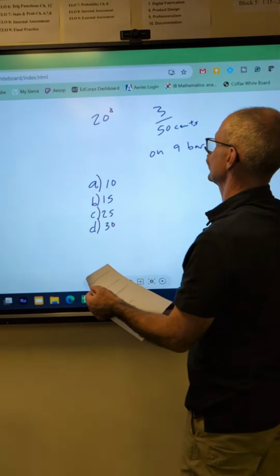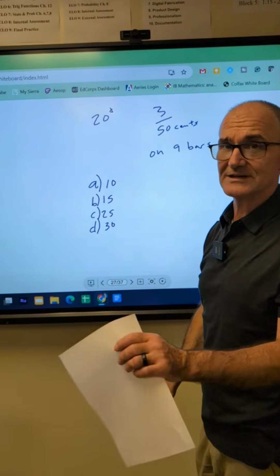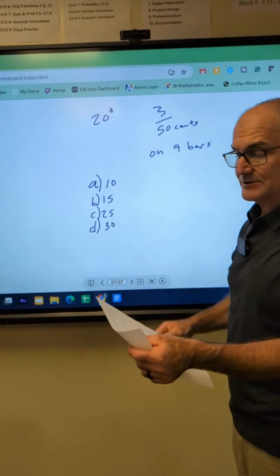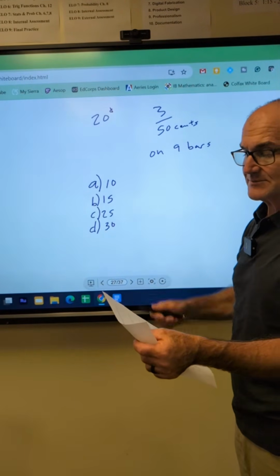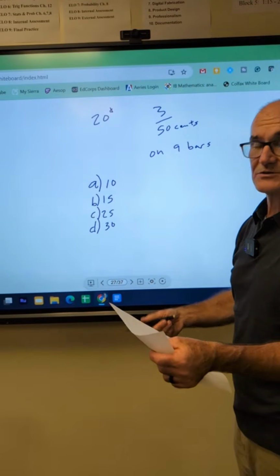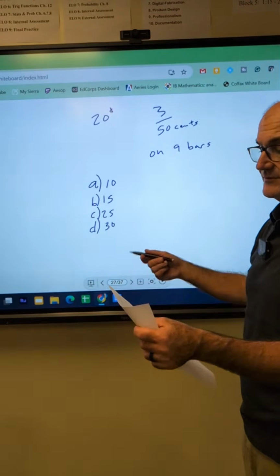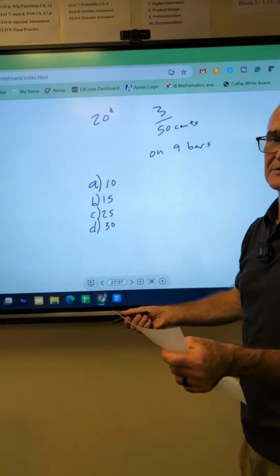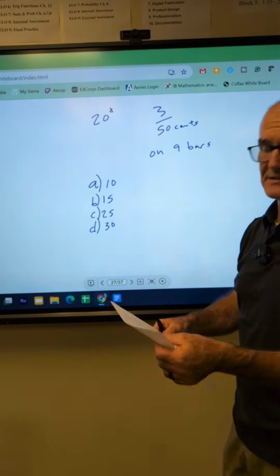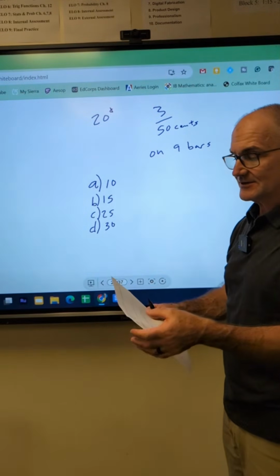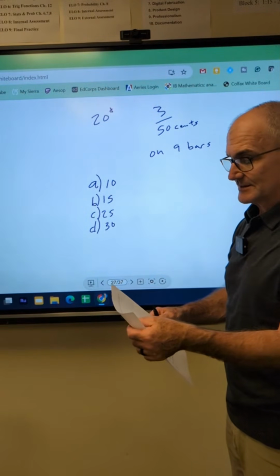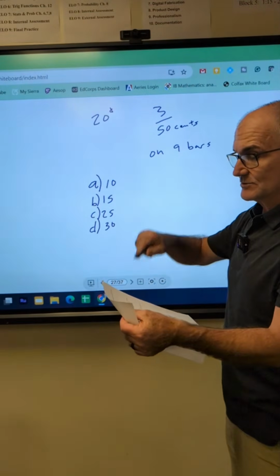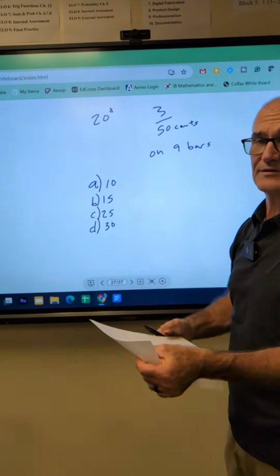So I got the key numbers written down there. I'll read it to you one more time. See if you can figure this out before I get there. During a sale, 20-cent bars of soap were sold at a rate of 3 for 50 cents. How much is saved on 9 bars? So this is an arithmetic reasoning type of problem. A lot of decoding the words here. Let me read that one more time. During a sale, 20-cent bars were sold at a rate of 3 for 50 cents.